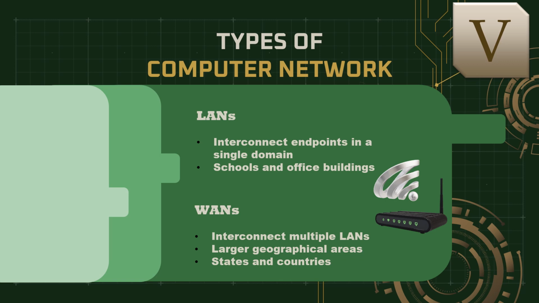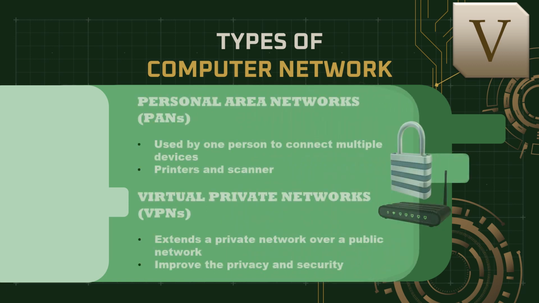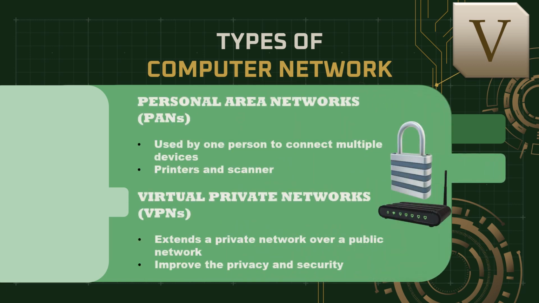Secondly, we have WAN, or the other name is Wide Area Network. It interconnects multiple LANs and it spans beyond a single building across specific geographic areas, such as between states and countries. Thirdly, we have Personal Area Network, or the short name is PAN. It's used by one person to connect multiple devices, usually connected without the use of wires or cables, such as printers and scanners.